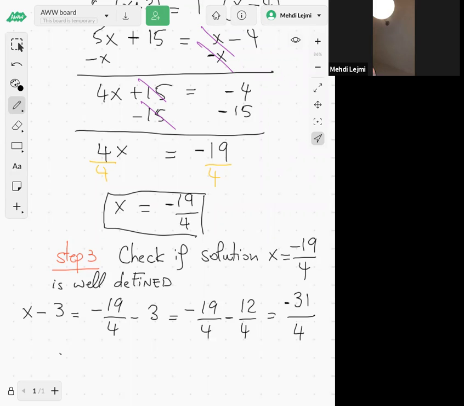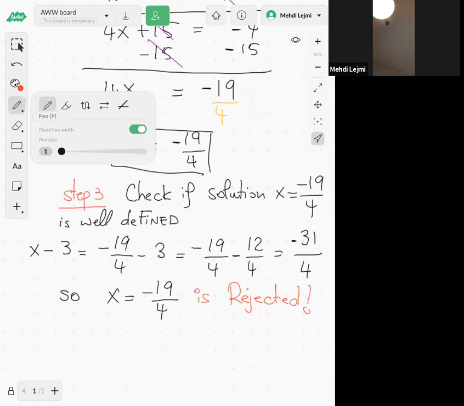So this is negative. So x equal to negative 19 over 4 is rejected. Because when x is equal to my solution, x minus 3 is going to be negative. And inside the log, we cannot have negative numbers. So your final answer should be no solution.